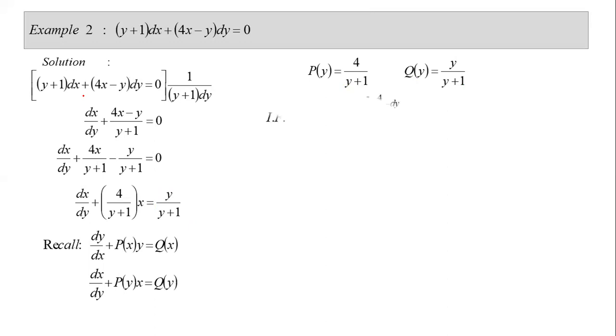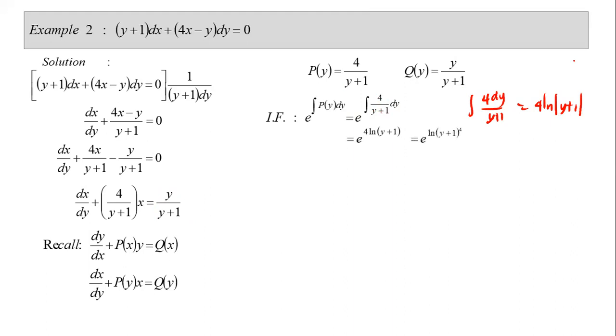And then this gives us an integrating factor of the form e raised to the integral of 4 over y plus 1 dy. And you know that the integral of 4 dy over y plus 1 is simply 4 ln of y plus 1. So we shall have e raised to 4 ln y plus 1. And again, by logarithmic identity, this is equal to e raised to ln y plus 1 to the 4th power. And that can simply be written as y plus 1 to the 4th power. And this is our integrating factor.